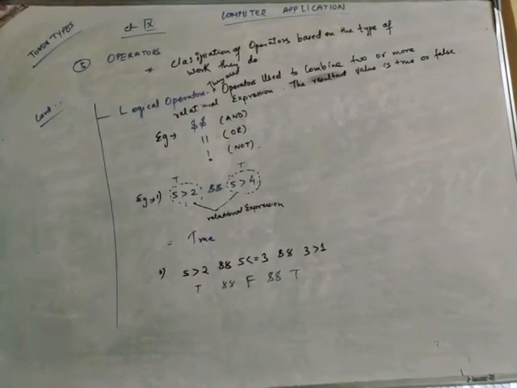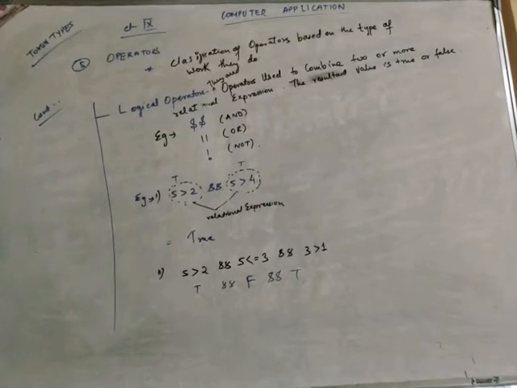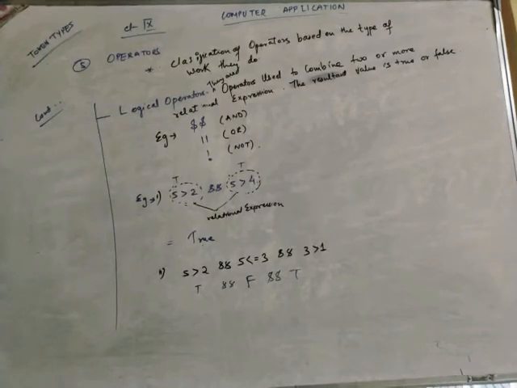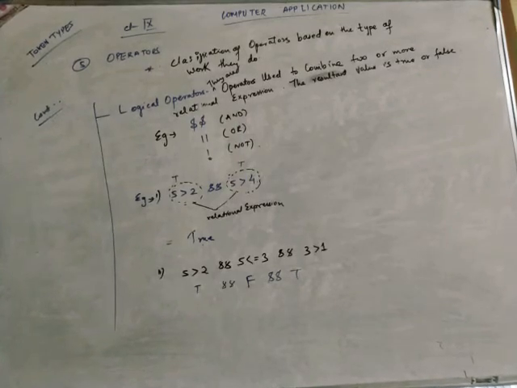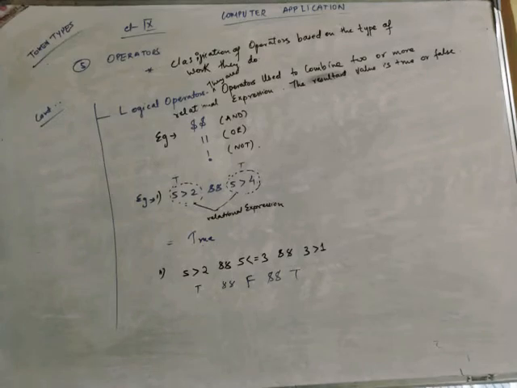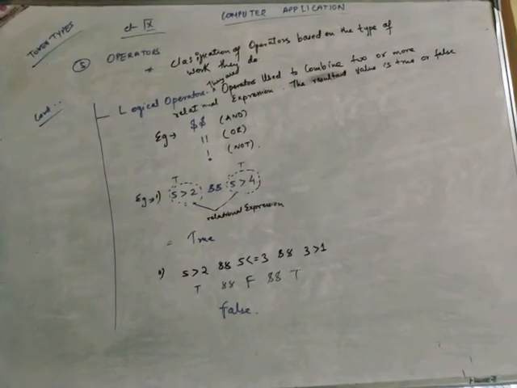So what is the final answer? The final answer will be false, because we know how the AND operator works. If any one relational expression value comes false, then the resultant will be false. If all are true, then the resultant is true. Clear all of you? So this is how the logical operators work. This is how the AND operator works.